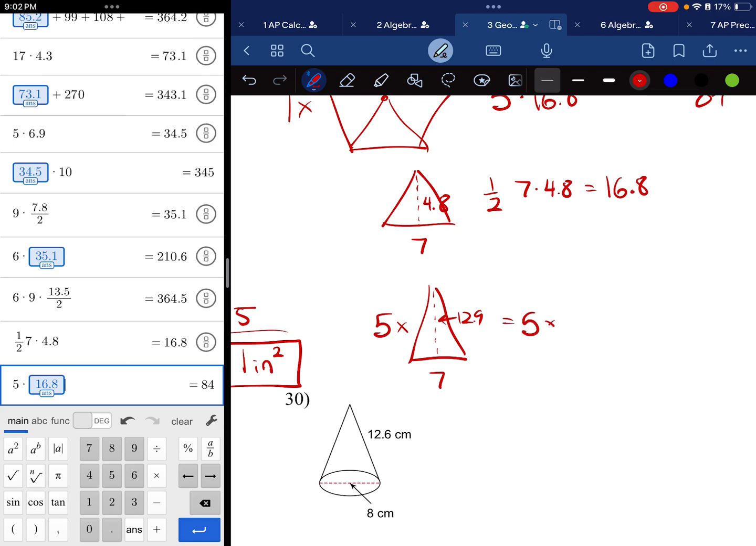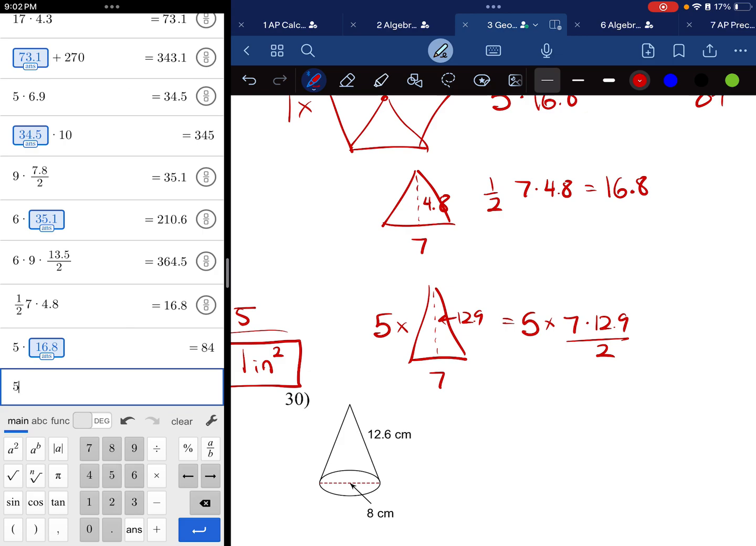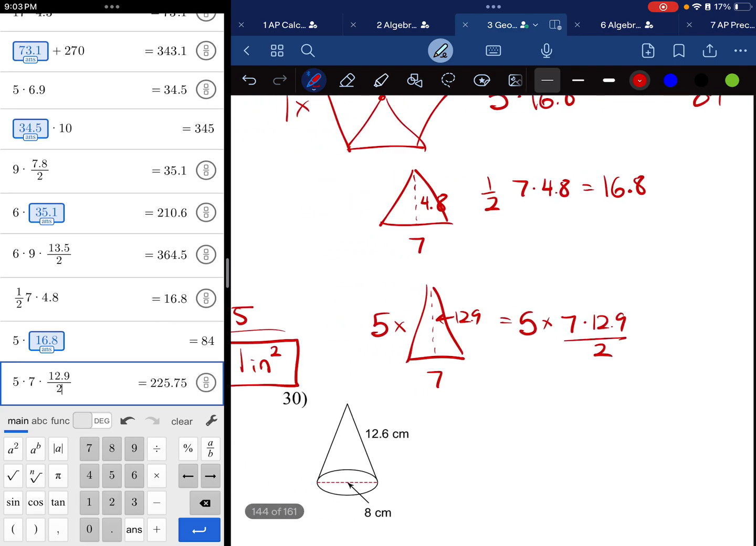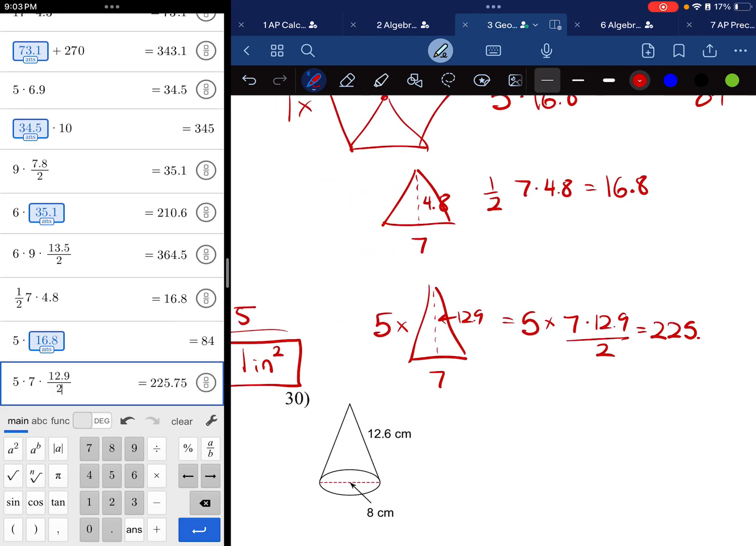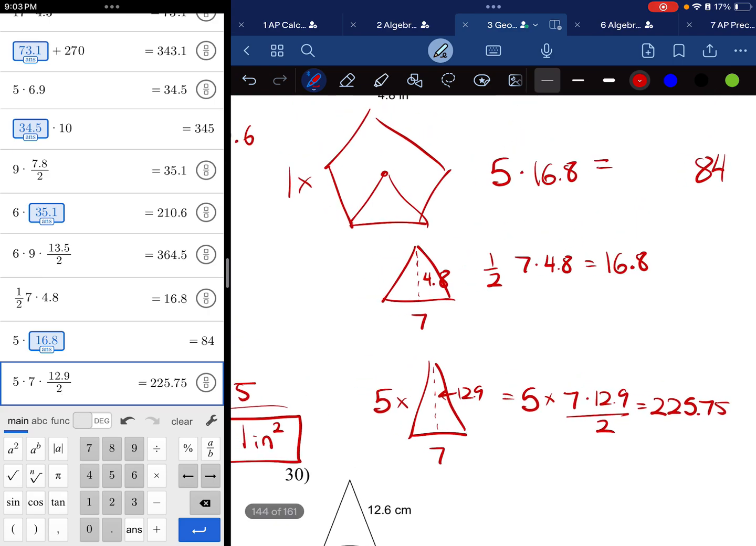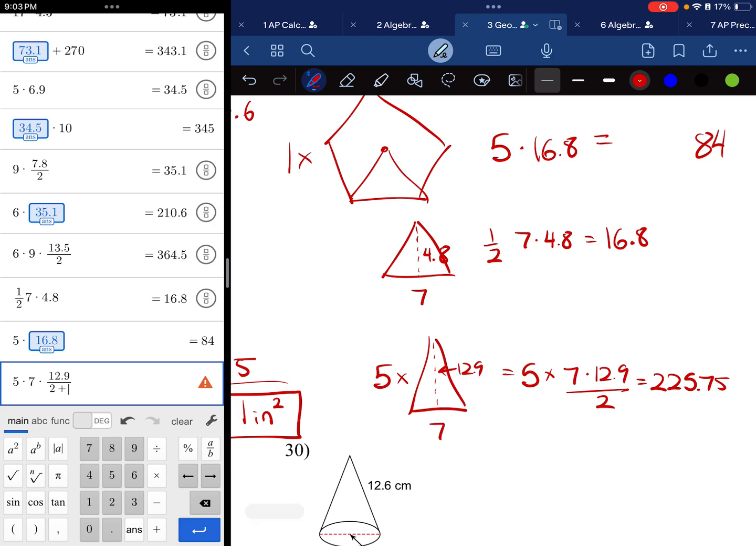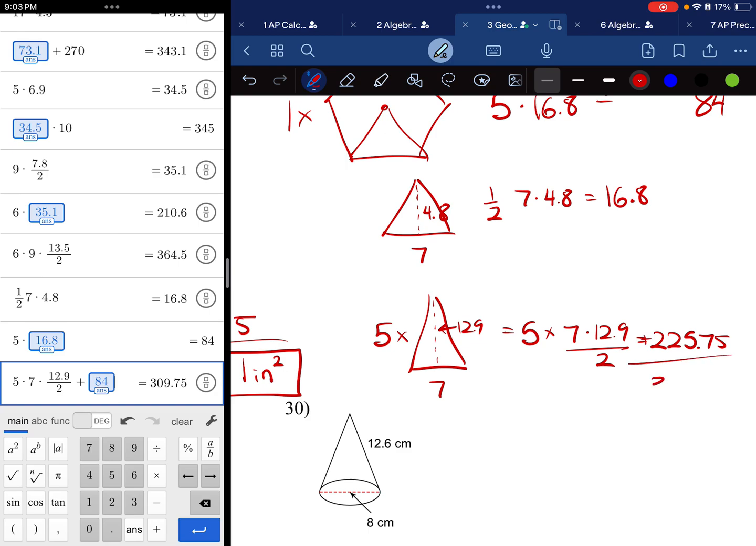This is going to be 5 times base times height, so if I want to do it in the right order, it's 5 times 7 times 12.9, all of that divided by 2. Just type it in the calculator, right? We have 5 times 7 times 12.9, there we go, divided by 2, and that's going to be equal to 225.75. Then I need to add that with 84, so I'm just going to add it right now, plus the answer from above, and I get 309.75.